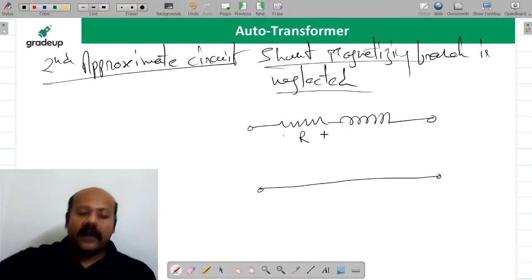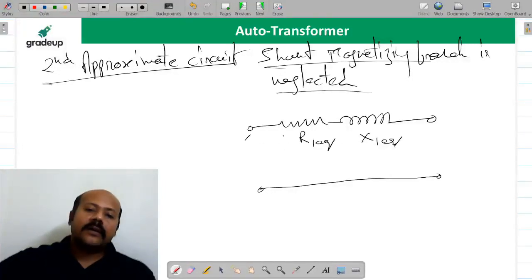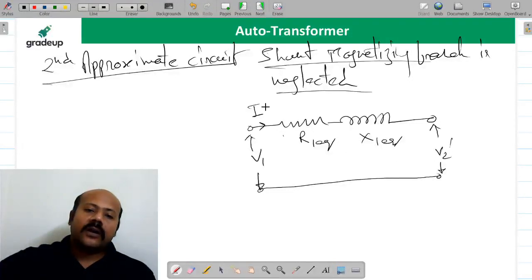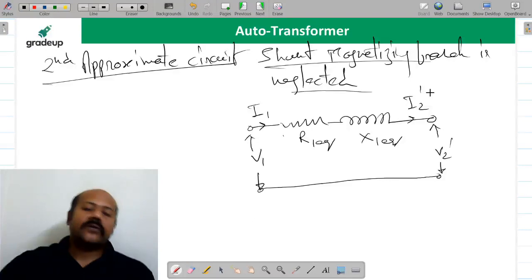This we are calling as R1 equivalent, and this we are calling as X1 equivalent. This we are calling as V1, and this we are calling as V2 dash, and this is your current I1, or better to write it I2 dash. Same thing, no change. I1 is going to be equal to I2 dash because of the approximation. Suppose this is I1 and this we are writing as I2 dash. So I1 is equal to I2 dash if you take this approximation.